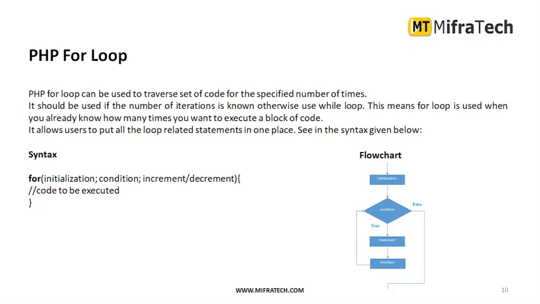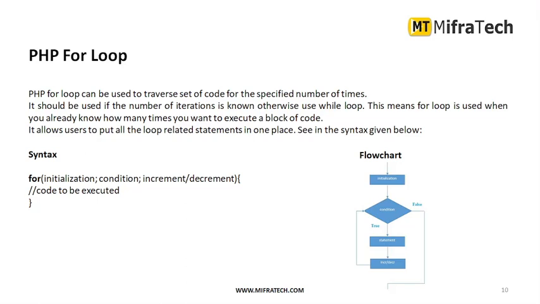Next, we are moving to the for statement. PHP for loop. The PHP for loop can be used to traverse a set of code for a specified number of times. It should be used if the number of iterations is known. Otherwise, use a while loop. This means a for loop is used when you already know how many times you want to execute a block of code. It allows the user to put all the loop-related statements in one place. See the syntax given below.